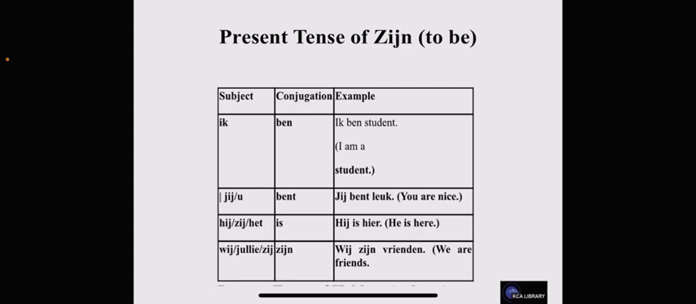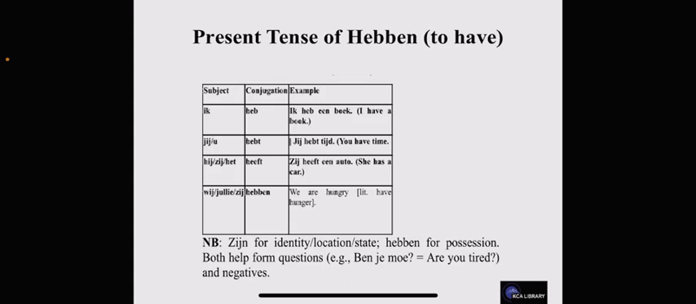Present tense of zijn, to be. Subject conjugation examples. Ik ben student, meaning I am a student. U bent aardig, you are nice. Hij or het is, he is here. Wij, jullie or zij zijn vrienden, we are friends.